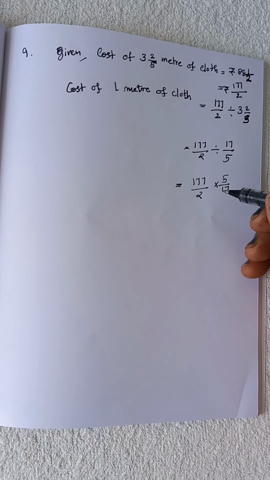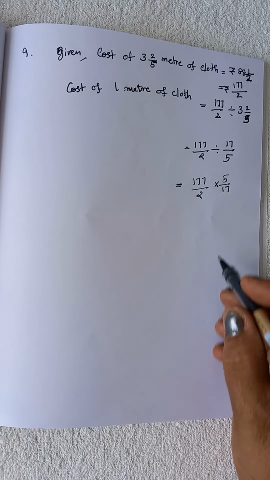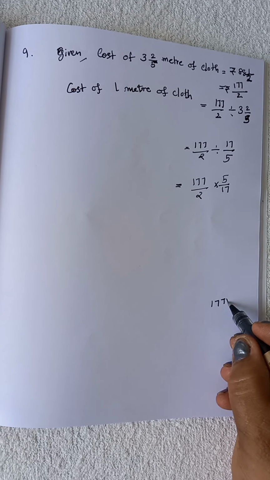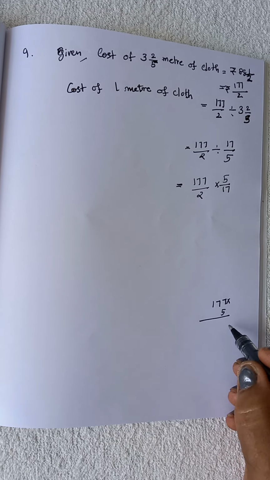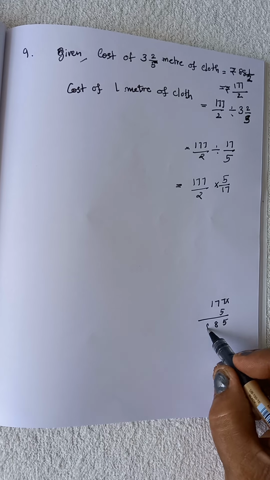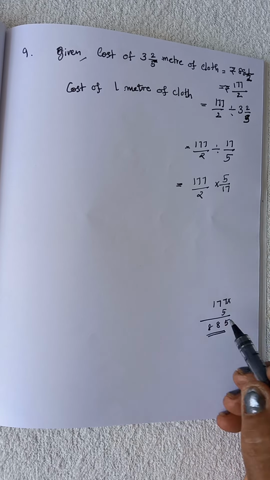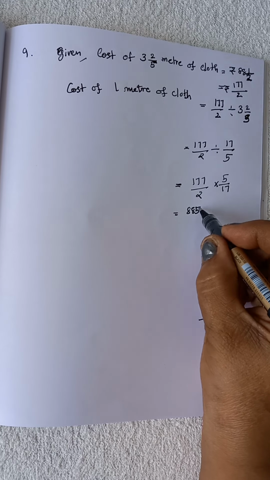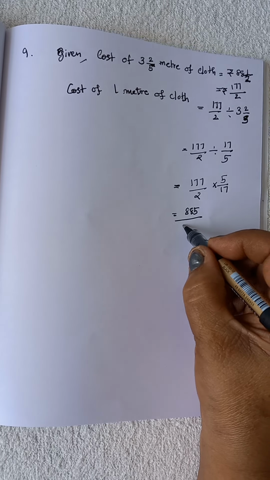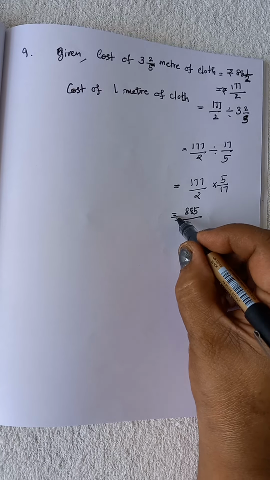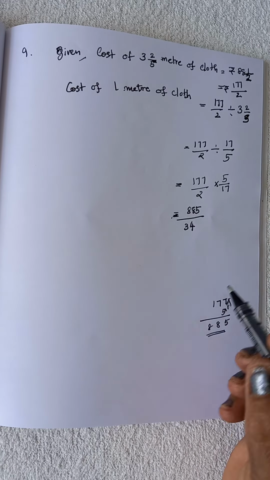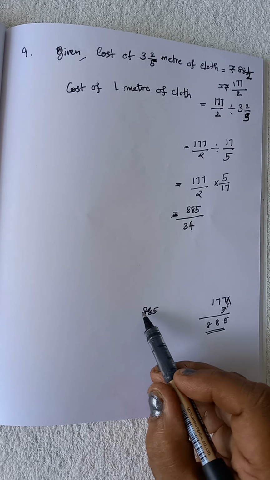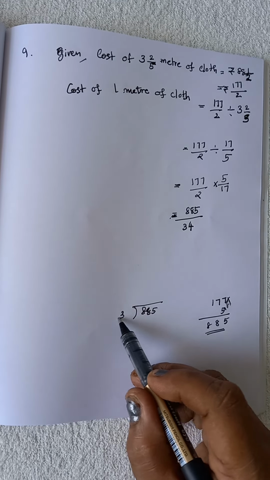Now we can't cancel any of these numbers, so let us multiply the numerators. So 177 into 5, that is 885. Now this is equal to 885 divided by 2 into 17, that is 34. Now let us divide this, that is 885 divided by 34.